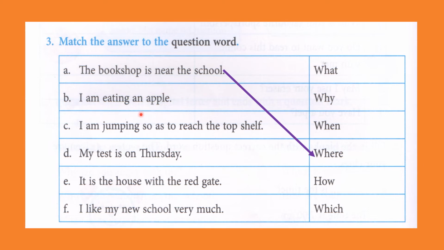B. I am eating an apple. Here the thing is what are you eating. So the question will be what are you eating. So the question word will be what. I am jumping so as to reach the top shelf. Here the reason for jumping is given. So the question word will be why: why are you jumping?